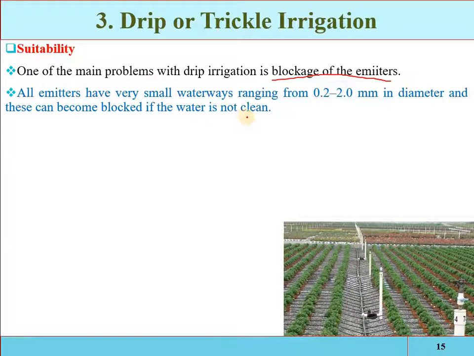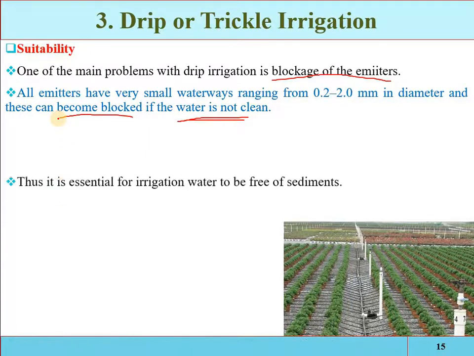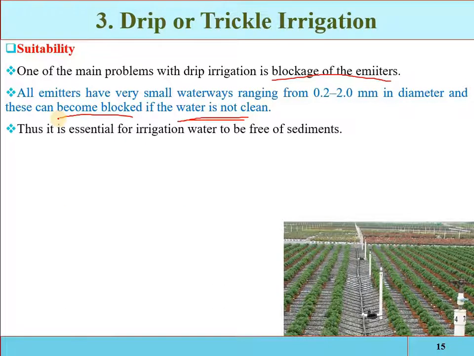So if the water is not clean, if there are sediments, impurities, or some biological or chemical impurities, then it will block the emitter. That is the main problem: the maintenance cost is high for the drip irrigation system, and proper control will be required, meaning clean water will be required. Thus, it is essential for irrigation water to be free of sediments.